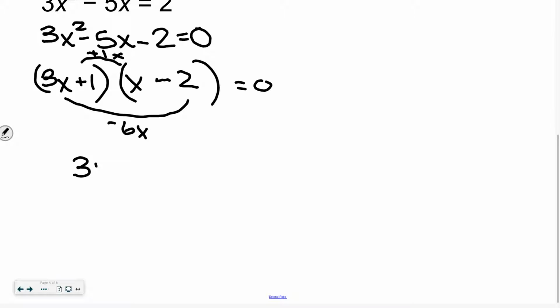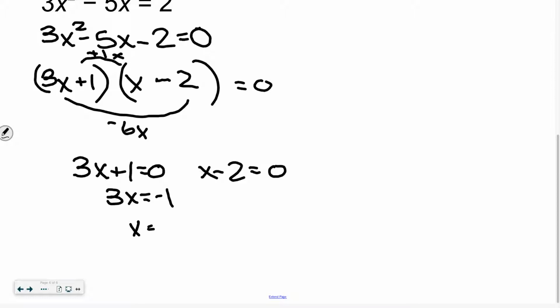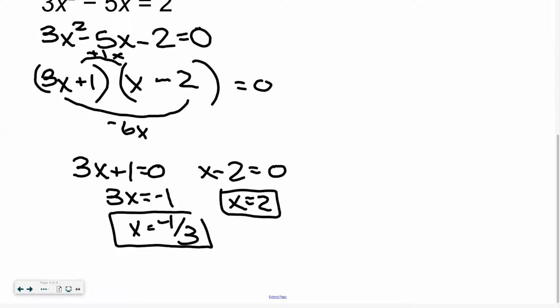So set 3x plus 1 equal to 0 and x minus 2 equal to 0. So we get 3x equals -1, x equals negative 1/3. We love fractions, so leave it as a fraction. I love fractions. And x equals 2. You must write it as -1 divided by 3. Okay, nice.